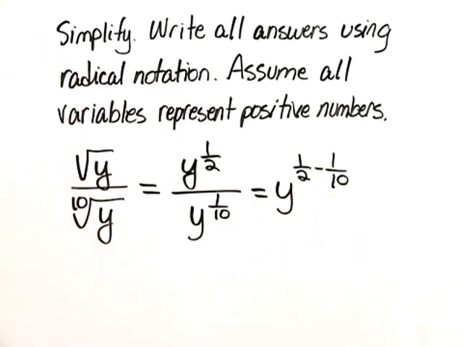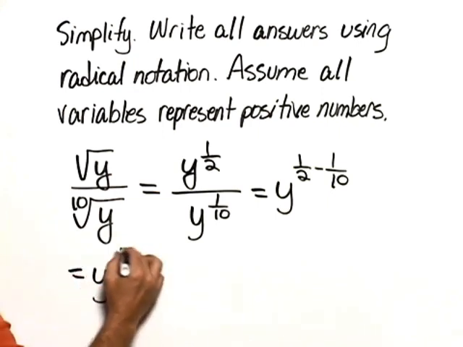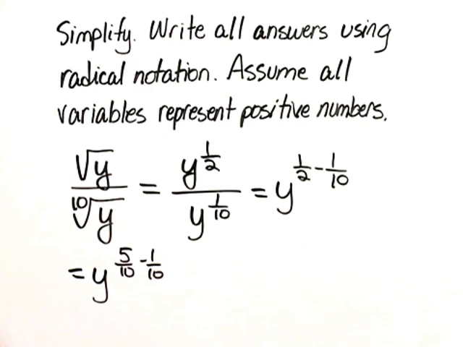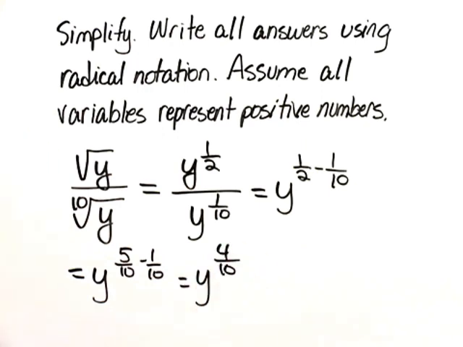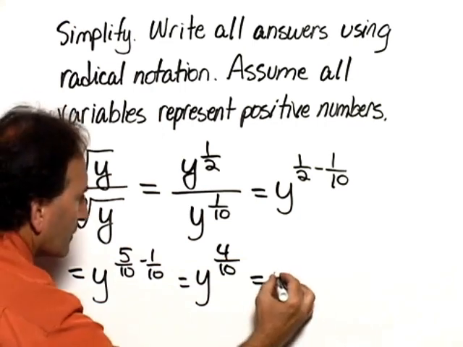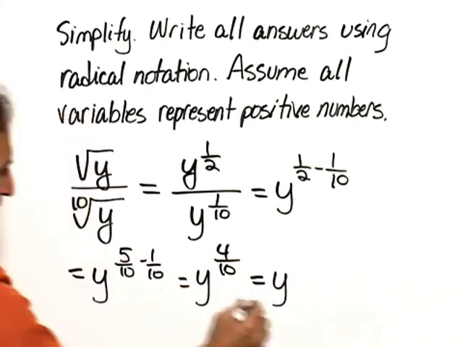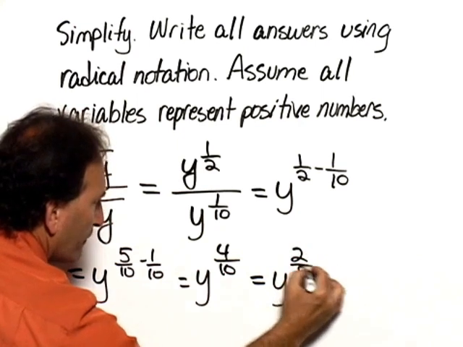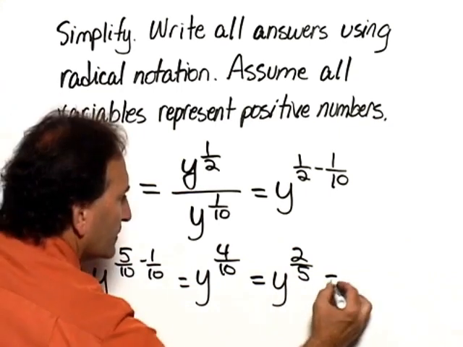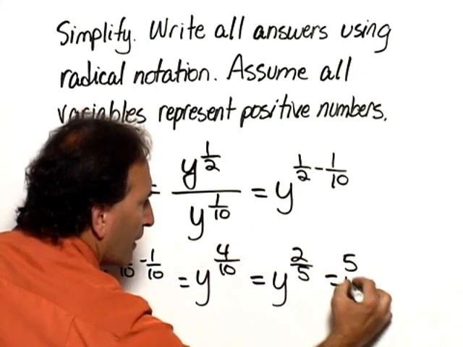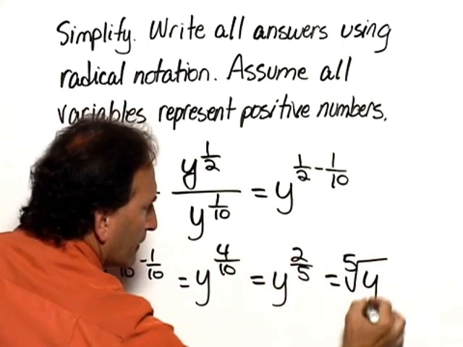So this would be equal to y to the 1/2 minus 1/10. So this would be equal to y to the 5/10 minus 1/10, and that's equal to y to the 4/10. Then we can rewrite 4/10 as 2/5, so this is y to the 2/5. And now we can rewrite that in radical notation as the 5th root of y squared.